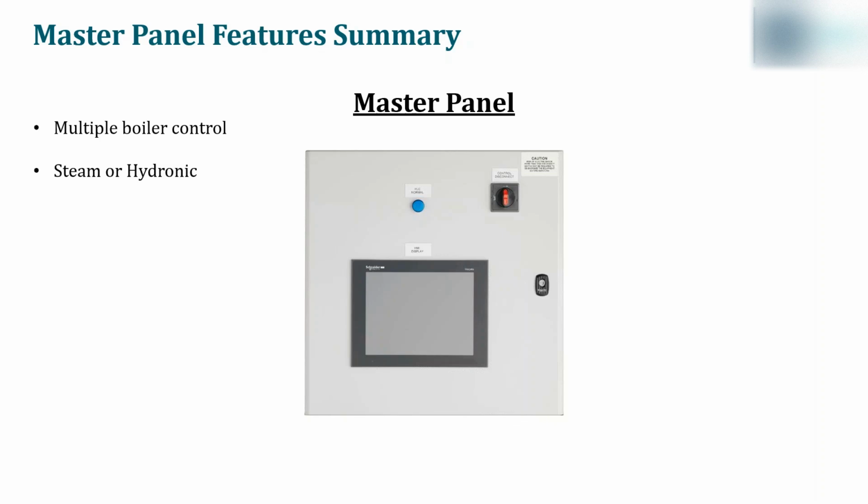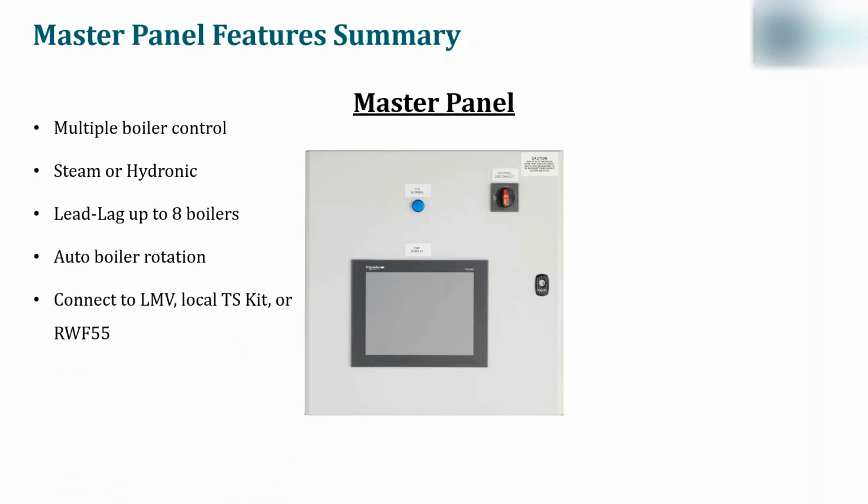The master panel can be ordered as either a steam or a hydronic panel, and it can be configured for both. You can lead lag up to 8 total boilers using the master panel, and it will do auto boiler rotation, which means it'll rotate which boiler is the lead boiler and which boilers are the lag boilers.